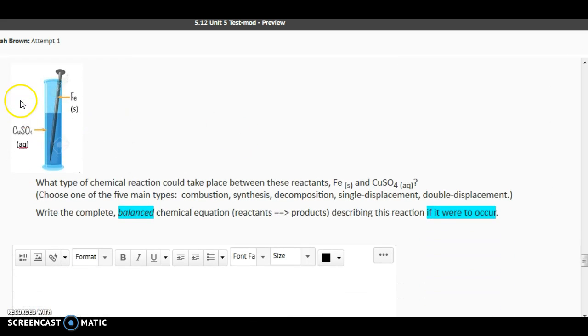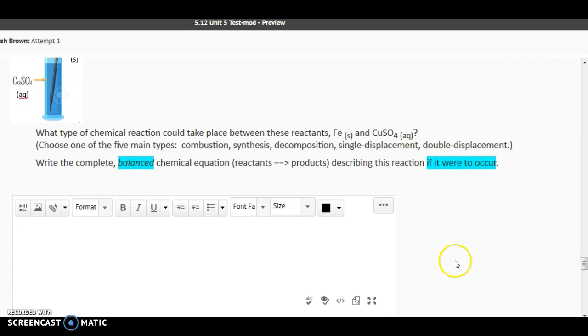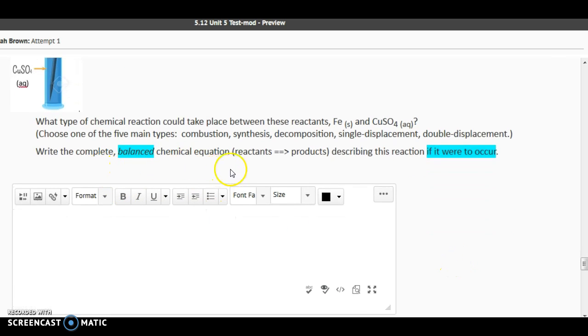Question 19. Observe the following system. You have Fe, an iron nail, sticking into a blue CuSO4 aqueous solution. What type of chemical reaction could take place between these reactants? Fe solid and CuSO4 aqueous solution. Hint, choose one of the 5 main types: combustion, synthesis, decomposition, single displacement, or double displacement. And then write the complete balanced chemical equation, reactants form products, describing this reaction if it were to occur.